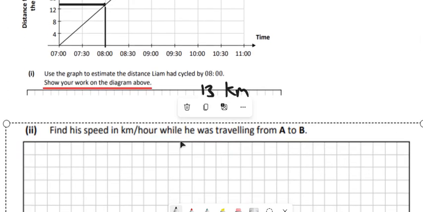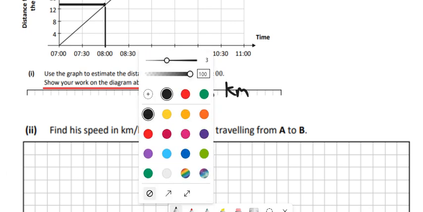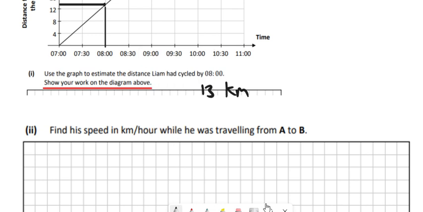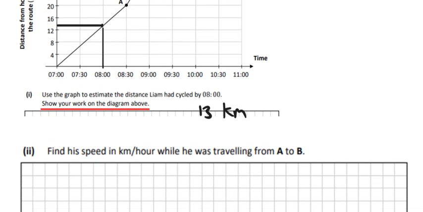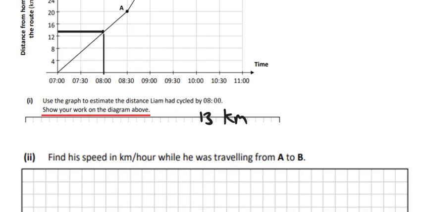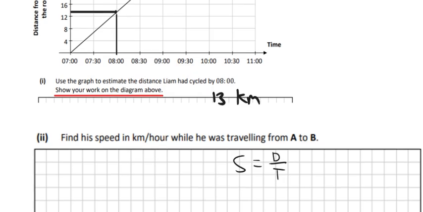Right, find his speed in kilometers per hour while he was travelling from A to B. Right, so A to B. So speed anyway is distance divided by time. So let's see how far he travelled from A to B. So the distance is up the side there, so it'll just be the full way up, so it'll be 32 kilometers. So he's travelled 32 kilometers. So that's the distance. And now let's get the time.